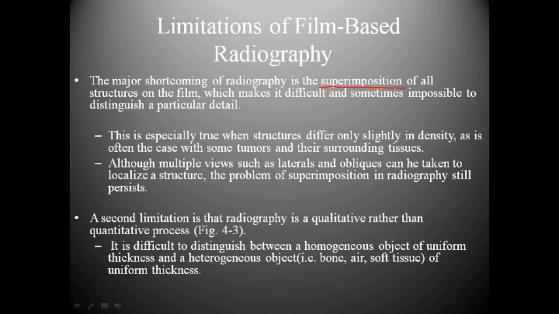We know that because everything appears in just a flat image on a screen, there tends to be a lot of superimposition. And so basically you have superimposition of all of the structures on the film, which makes it sometimes difficult or next to impossible to distinguish a particular detail. Where is this calcification located? Is this located in this one specific portion of the anatomy or somewhere else? Also, you can't see specific trauma sometimes, or the location of such trauma items.